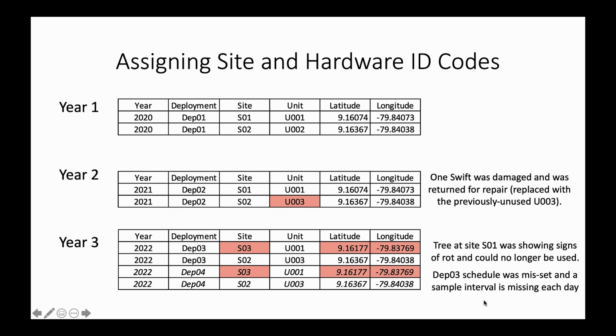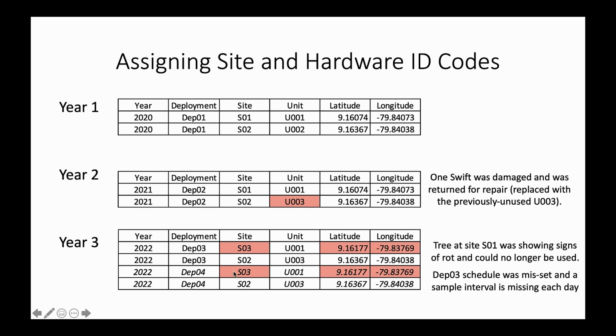In addition, we discover that the tree that we are using at Site 01 is showing signs of rot, and it looks like it's going to fall in the next year or two. It might have been struck by lightning. For some reason, we need to move that recording unit. And so we pick another nearby tree, but now this is site 03 with slightly different latitude and longitude coordinates.